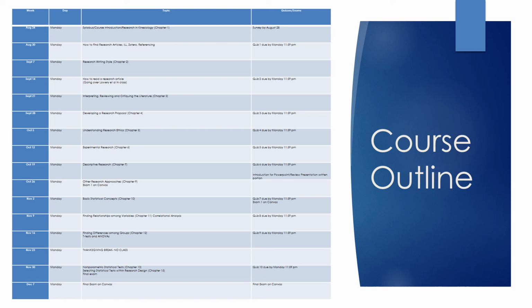Looking at this course outline, you can see the weeks, the day, the topic, and the quizzes and exams, that's when they're due. For the first week of class, we'll go over the syllabus, have the course introduction, and then go over chapter 1 of the book itself. And then we have the survey through Canvas that's due by August 28th.